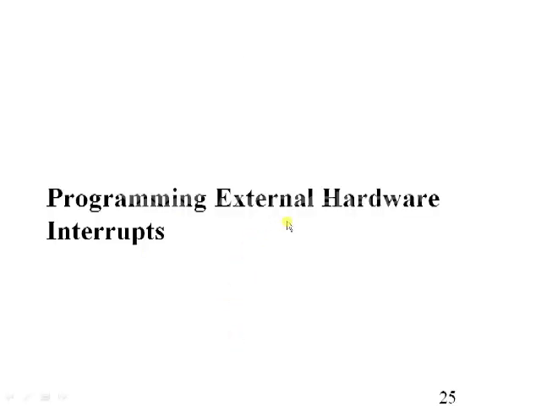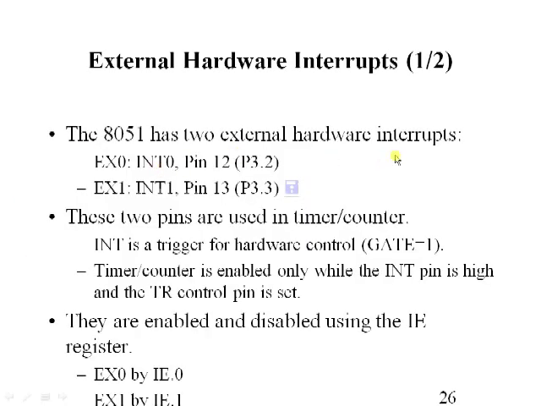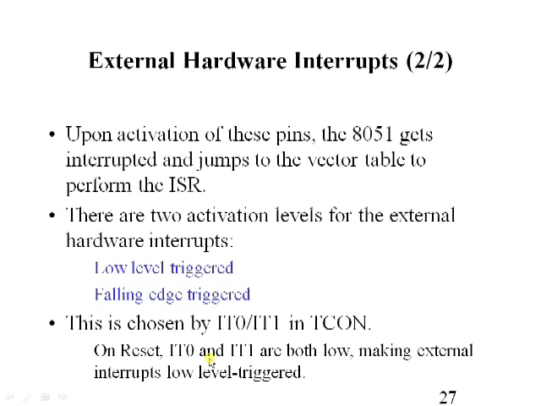Now let us see how to program the external hardware interrupts, which are INT0 bar and INT1 bar. Now 8051 has two external hardware interrupts, as we know, EX0 and EX1, and whose pins are INT0 and INT1. These two pins are also used in timer counter. INT is a trigger for hardware control, as we know that if gate bit is 1, then we have to generate an interrupt for starting or stopping the timer, and they are enabled and disabled using the IE register, as we have just seen. Upon activation of these pins, the 8051 gets interrupted and jumps to the vector table to perform the ISR. So if these pins are activated, then the processor will stop the present execution and jump to the ISR to provide the service to the interrupted device.